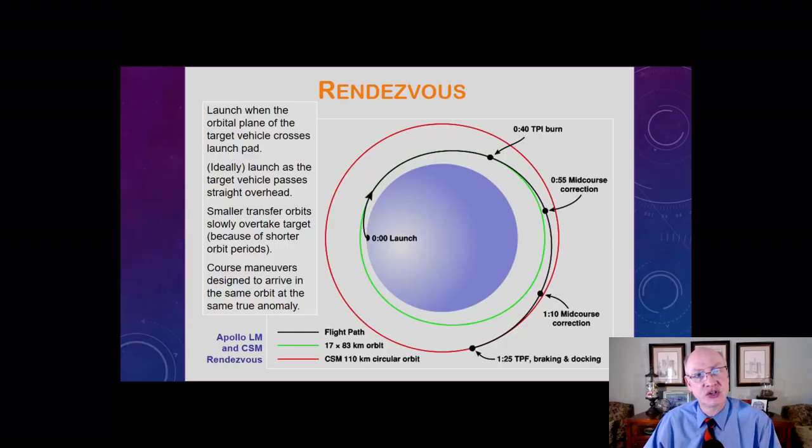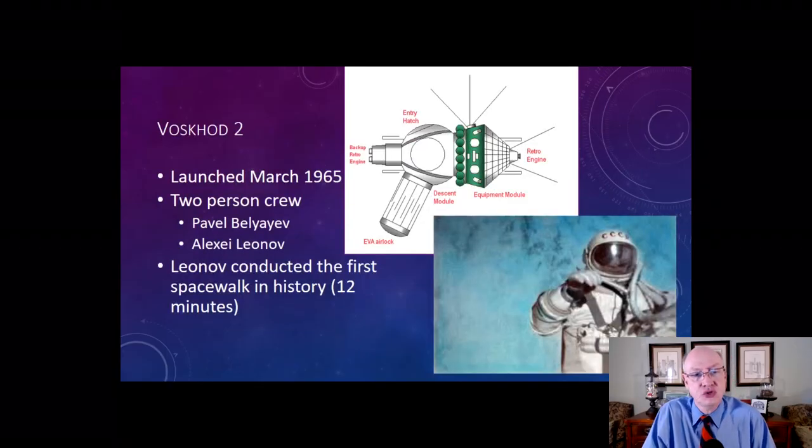And the first thing I'd like to do is another case study where we study an actual case. Now, I'm going to give you a little background on this. In March of 1965, the former Soviet Union launched the Voskhod 2 mission, which was the first time that a human did a spacewalk in space. There was a two-person crew on board the Voskhod. They were Pavel Belyaev and Alexei Leonov. And Alexei Leonov conducted the first spacewalk in history. He was outside the spacecraft for about 12 minutes.